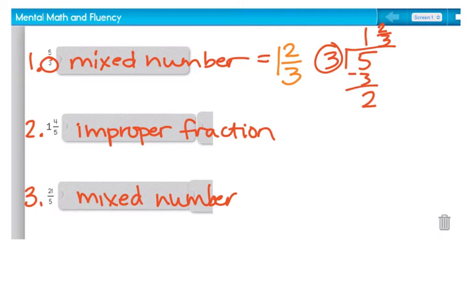Would you go ahead and change number 2 and number 3? Pause your video. You shouldn't just wait for me to solve it. Be a person that can do what's expected even when no one is watching.